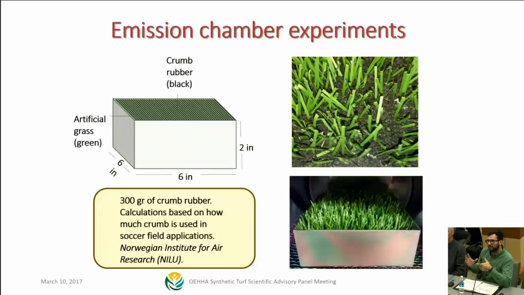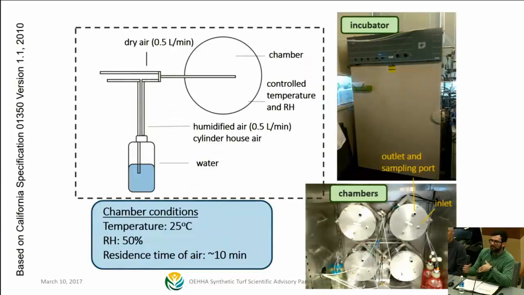So we took that section and placed it inside the chamber that Randy was talking about before me. We measured the emission rates of the chemicals released from the turf section to the air, and how these emission rates change over time. We used a standard chamber method, which is based on California specification. The chamber conditions were ambient temperature, 25 degrees Celsius, relative humidity 50%. The residence time of the air was about 10 minutes.